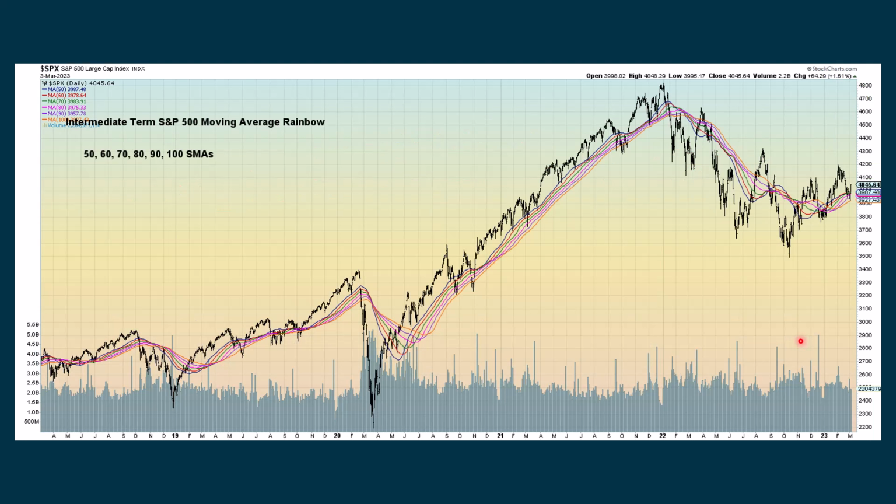Then we have an intermediate term rainbow chart going from 50 periods up to 100. We're coming back and staying above the rainbow overall longer term. So this is looking a little cleaner and actually is suggesting that things are turning back more positive.